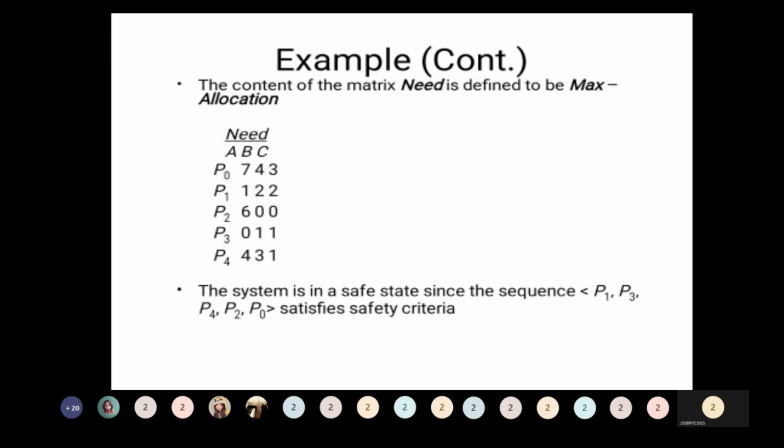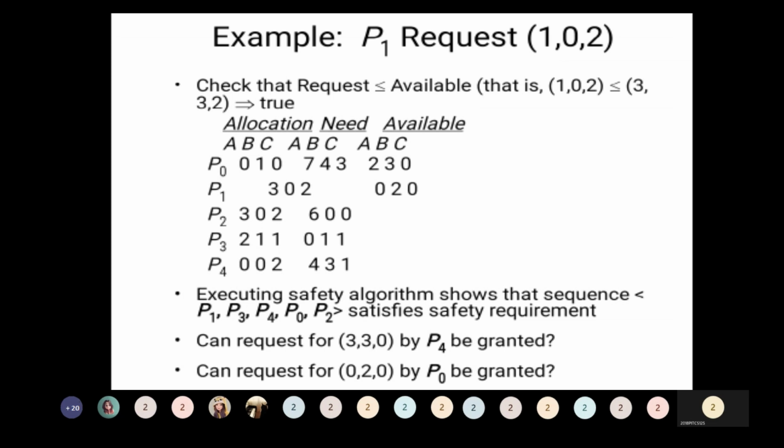The system is in a safe state since the sequence P1, P3, P4, P2 and P0 satisfies the condition. If you allocate the resources in this sequence, that is P1 followed by P3, followed by P4, followed by P2, followed by P0, then the system will be in a safe state. We are going to check that sequence. How do we get that sequence? You check each process and decide whether the sequence is in a safe state or not.